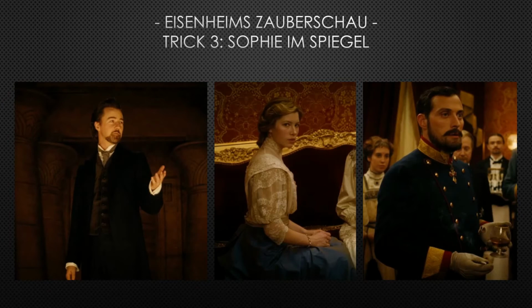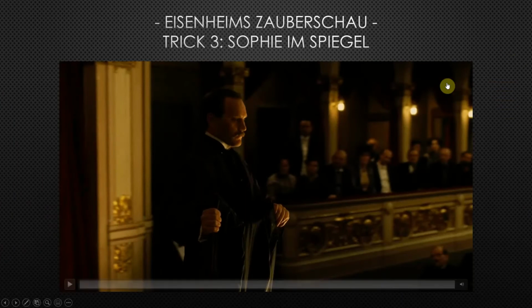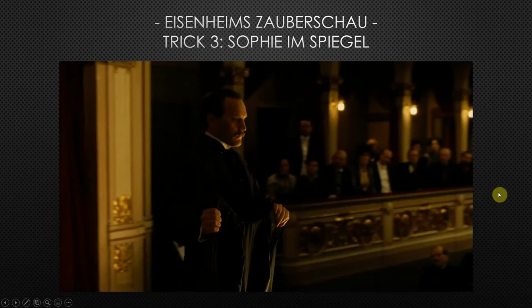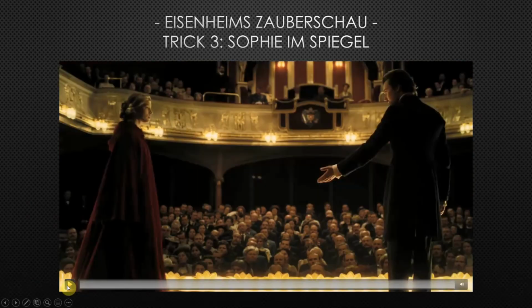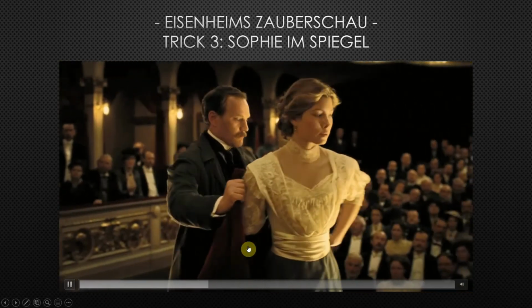Everyone has a white shirt. And the prince is also in blue and gold, but he has those red things here. I don't know what to do with them. But in all, the color conventions are met. And then now comes the trick where Eisenheim has Sophie come to the stage. So he puts this red coat onto her.